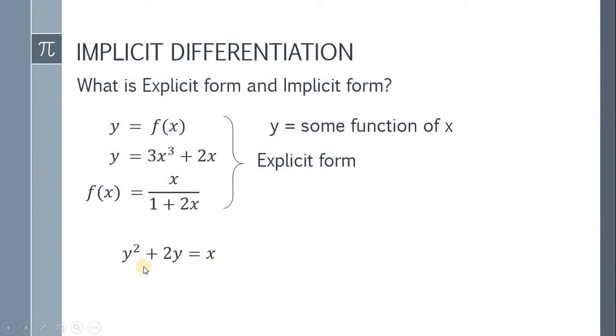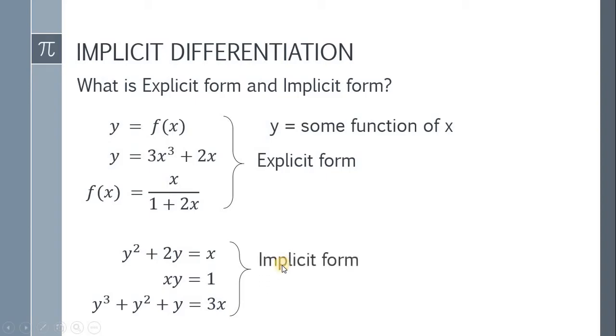Now there may be a question: sir, isn't the variable y already separated? Not necessarily. Our goal for an equation to be explicit is that it is rewritten as y is equal to some function of x. Since it is not rewritten as y is equal to some function of x, y squared plus 2y is equal to x is an example of implicit form. Here are some more equations that are examples of implicit form. We have x times y is equal to 1, and y cubed plus y squared plus y is equal to 3x. All of those are in implicit form.